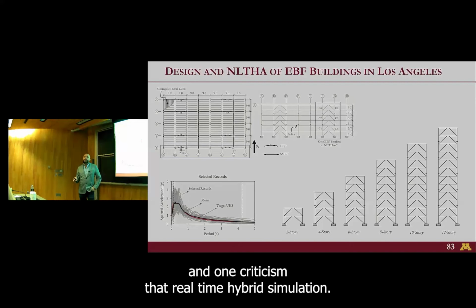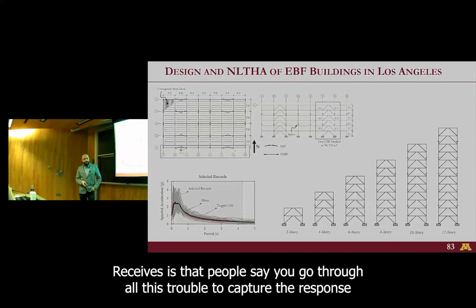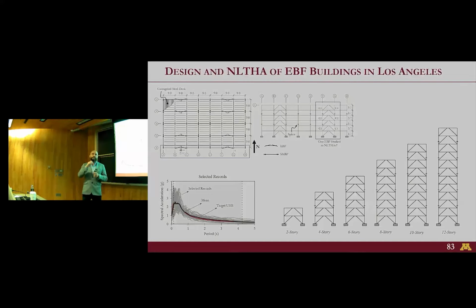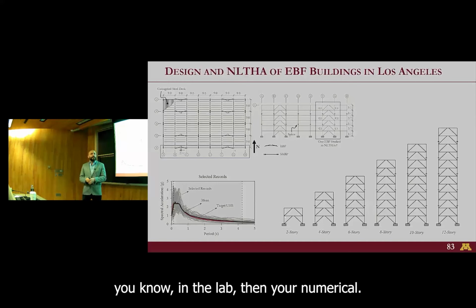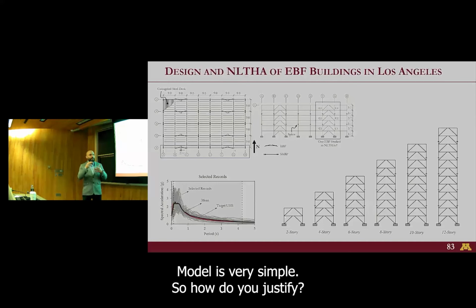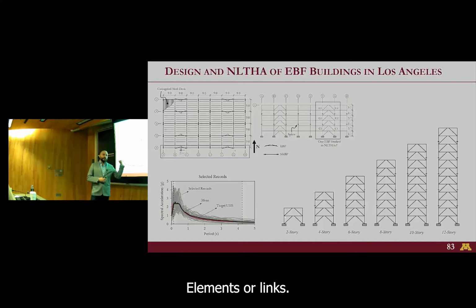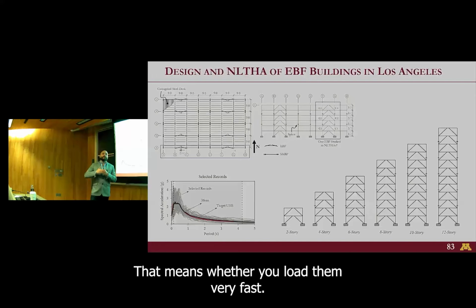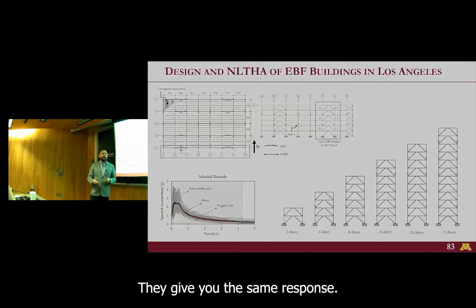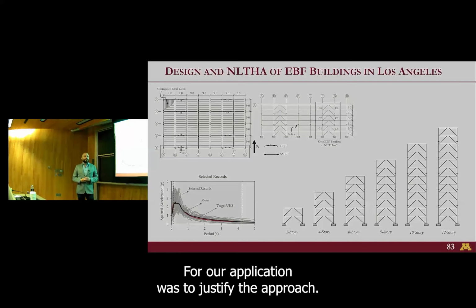One criticism that real-time hybrid simulation receives is that people say, you go through all this trouble to capture the response of a critical part of the building in the lab, then your numerical model is very simple. So how do you justify that? But that is not to say one is good or bad. You just need to know where to use the application. We knew that our elements or links were rate independent. That means whether you load them very fast or very slowly, they give you the same response. So pseudo-dynamic hybrid simulation for our application was a justified approach.